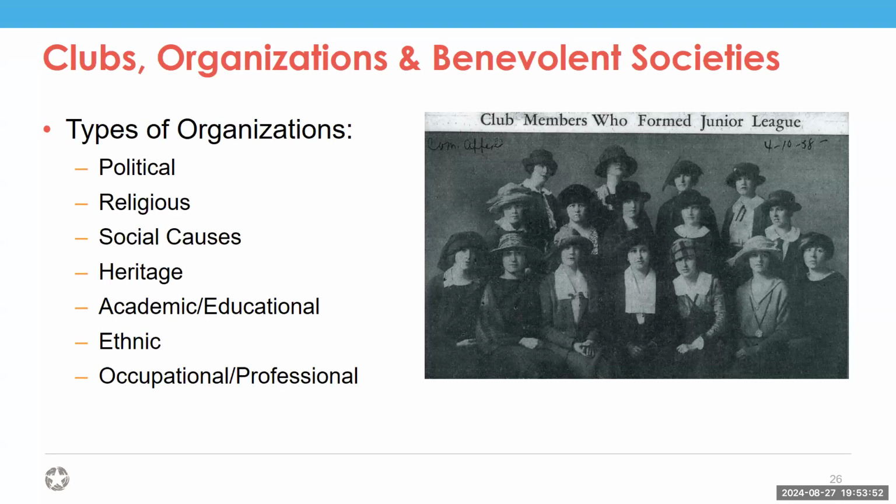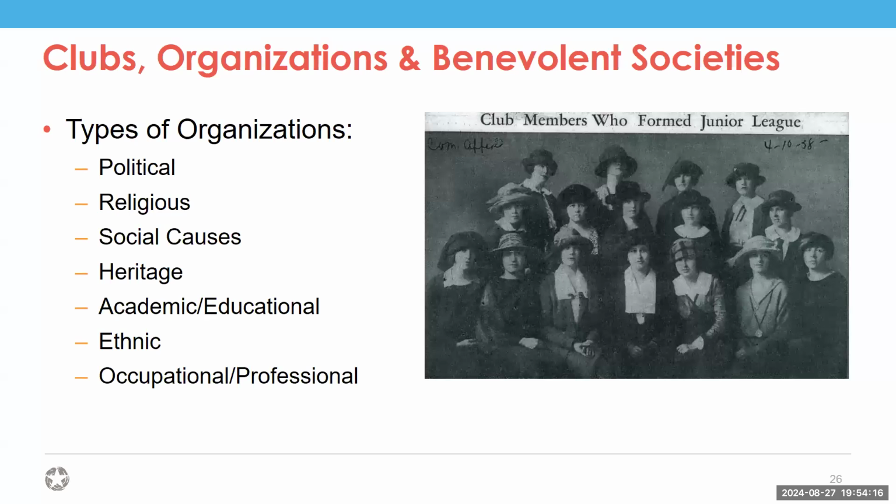And then if you know what sort of organizations or activities the male in the family participated in, then it's worth it to search and see if there is a female auxiliary group. So if you know that one of your male ancestors was part of the Sons of the American Revolution, maybe his wife was part of the Daughters of the American Revolution.